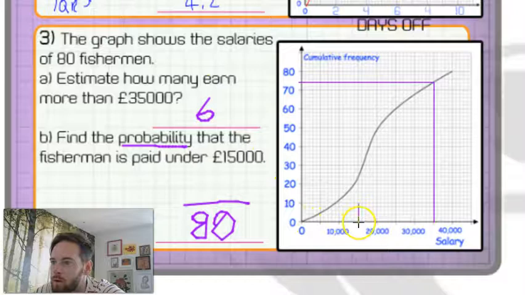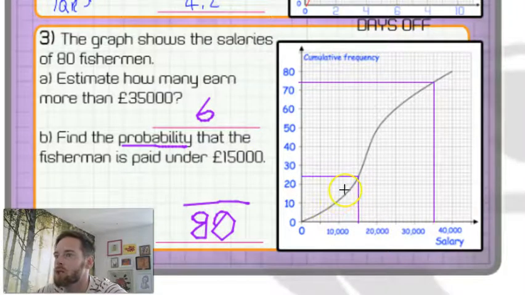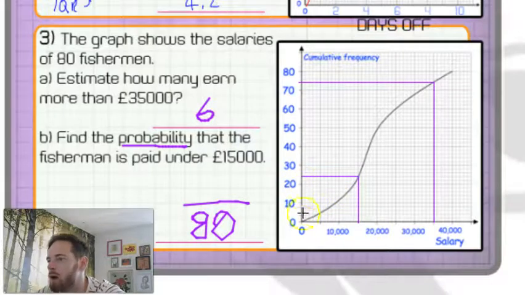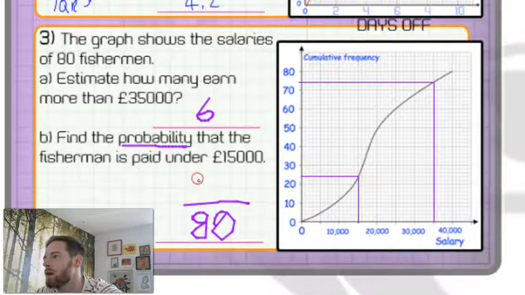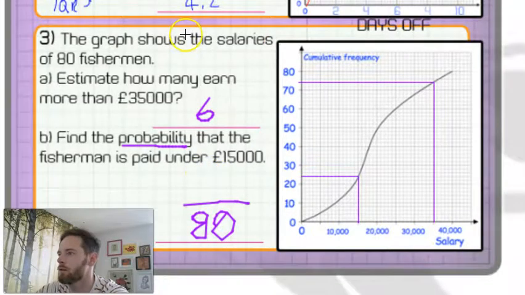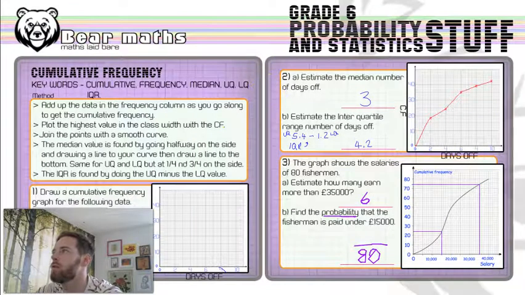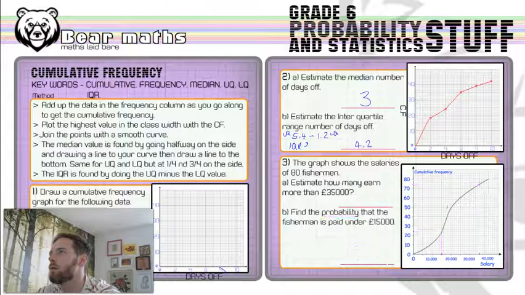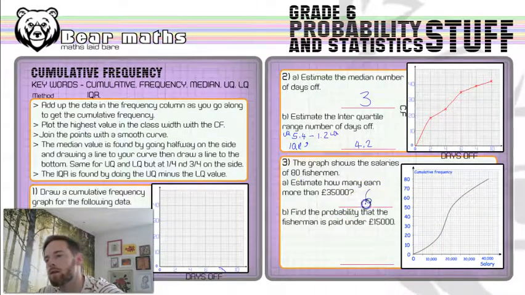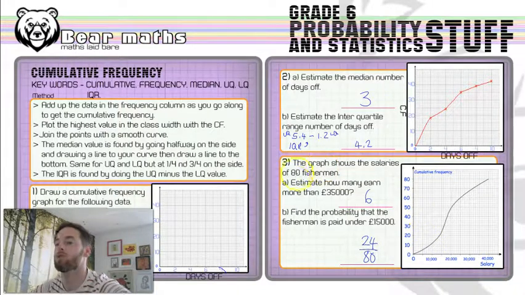You're going to go from 15,000, go up, hit the curve, go across, be as accurate as you can, and find out the number of people that are under here. All right, so that's 0 up to 22, 24. So we're going to say that 24 out of 80 are. I'm going to zoom out of that, and I'm going to use the other pen to fill in my answers. So that was 6, and then that was 80, and then there was 24 underneath that line that we had drawn on the graph.